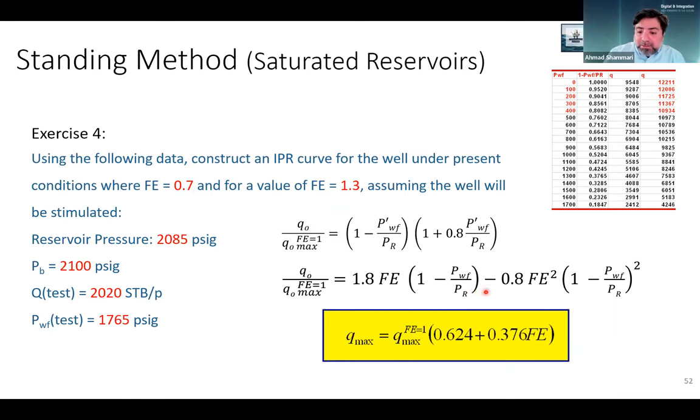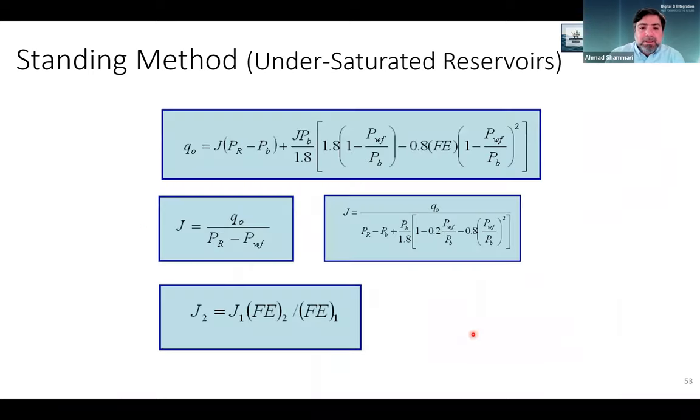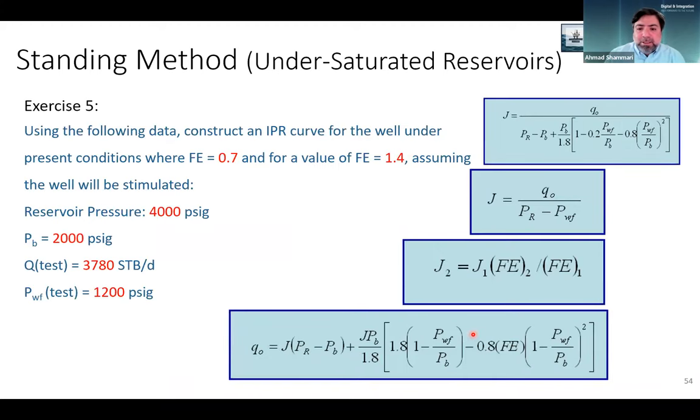And for the part where flow efficiency is higher than one, we are going to use this equation for Qmax, okay? Unfortunately, I wish we had enough time, because normally the NODAL analysis course is really a full course. We're talking about a 3-4 day course, but we're just trying to cover the basics here in a few hours, okay? So for an undersaturated reservoir, there are slight changes, and these are the changes that we need to apply. Okay. And this is another example for an undersaturated reservoir.